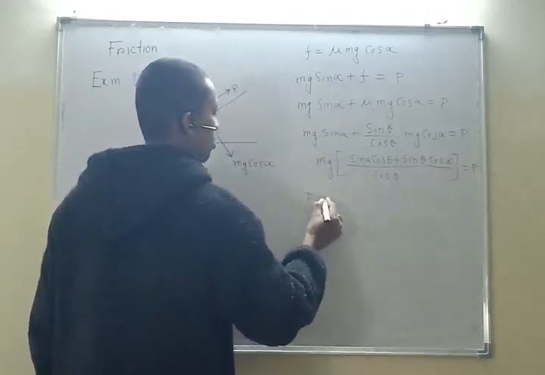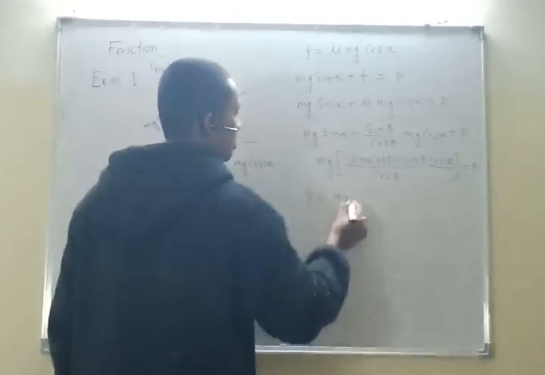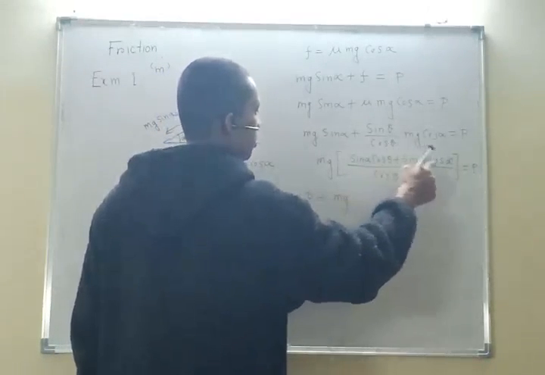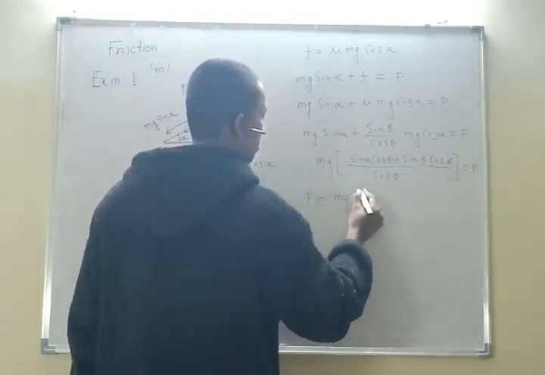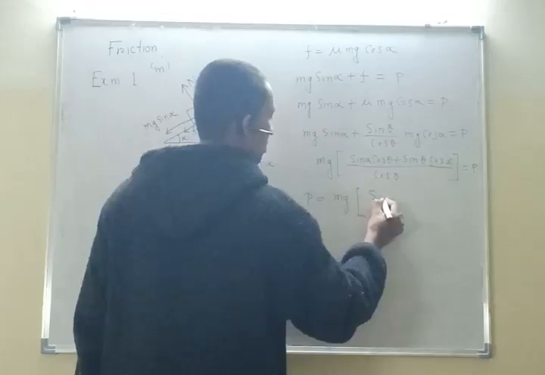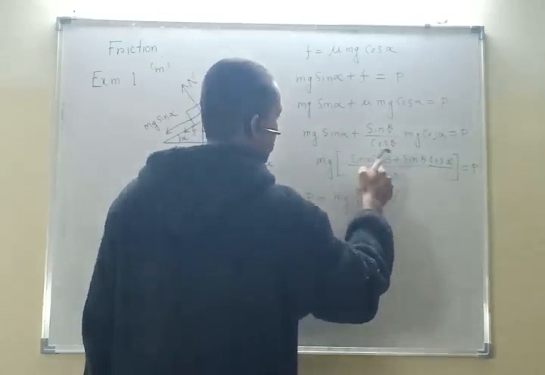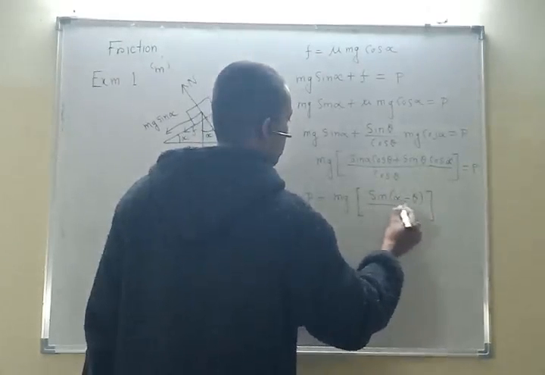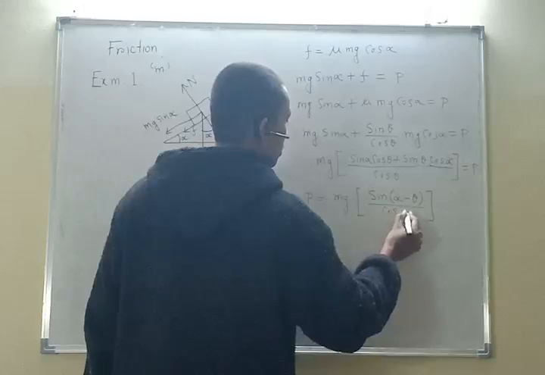So P is how much? P is mg times (sin alpha cos theta plus cos alpha sin theta), that is sin(alpha plus theta), divided by cos theta.